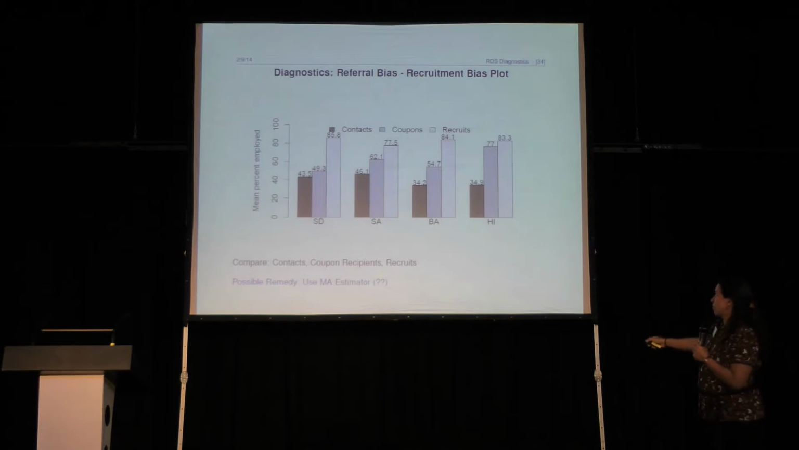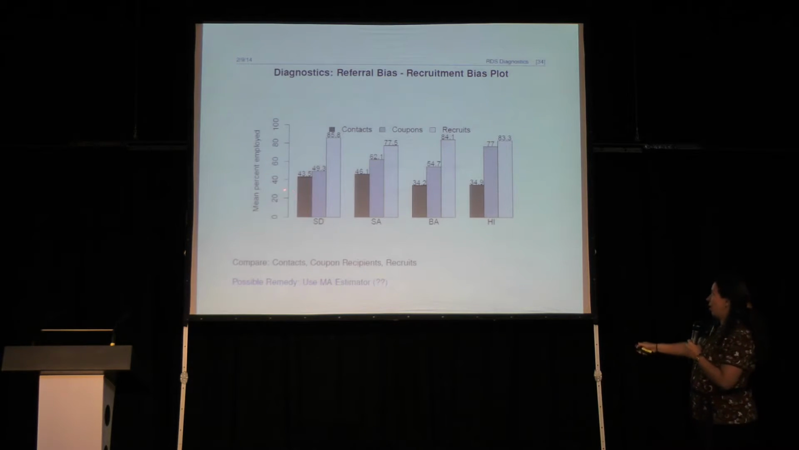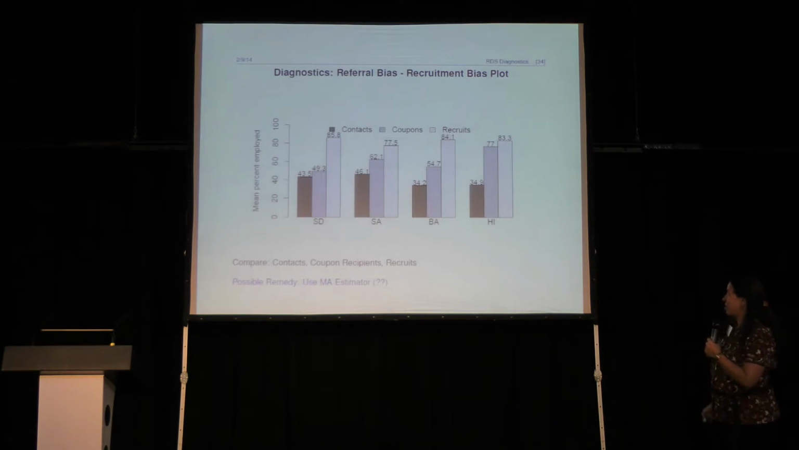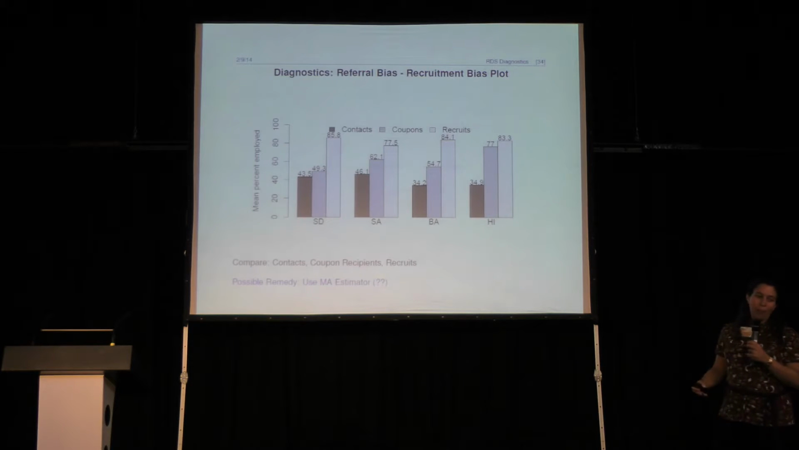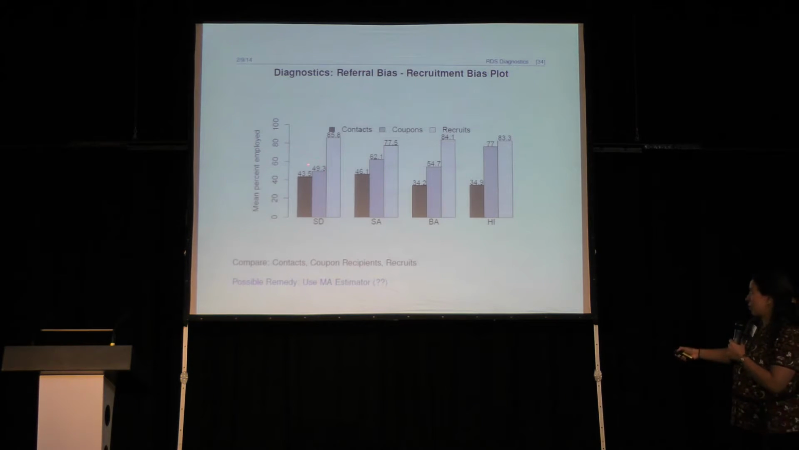And in each of the 4 sites, we plotted the proportion employed, and these are sort of looking at the relevant population so they're comparable. We looked at the proportion who were employed. And what we found was sort of the opposite of what we expected. There seemed to be systematically more coupon recipients who are employed than contacts, and also more recruits who actually participated who were employed than people who got coupons.